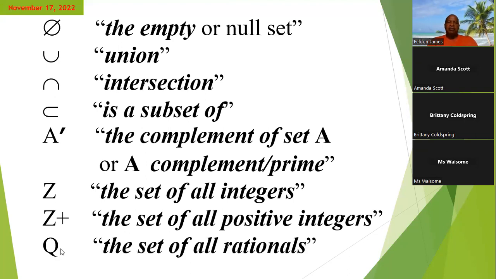All right, Q is the symbol that is used for rationals. And we say that rationals are fractional numbers, any number that can be expressed with a numerator and a denominator. Those are called rational numbers. And we use the letter Q to represent that set. So here, Z represents the set of all integers, Q represents the set of all rationals.